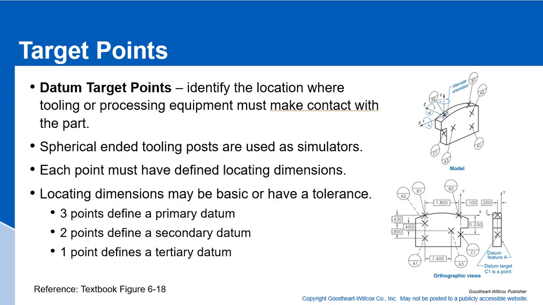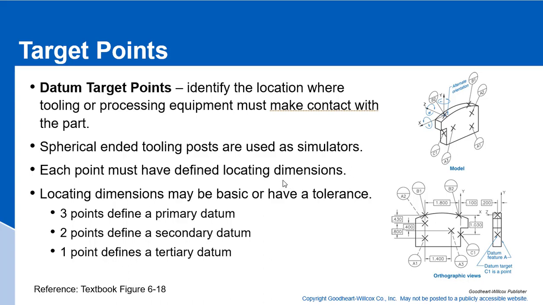Okay, so now let's discuss datum target points. They identify the location where a tooling or processing equipment must make contact with the part. To simulate a datum target point for a part, you could use a spherical ended tooling post that will contact the part as a simulator.